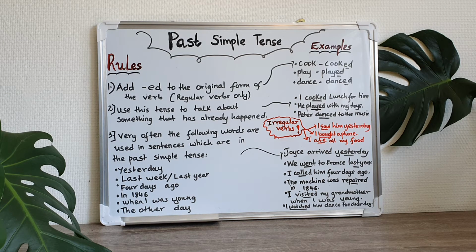I have already cooked the food for him. He has already eaten. Okay? So we use this tense to talk about something that has already happened. It has happened in the past. It has happened a few minutes ago. It does not matter how long ago it was, but it has already happened. It has already taken place.